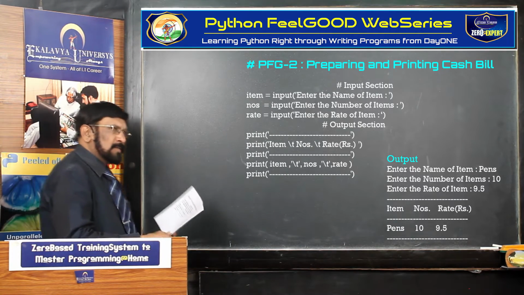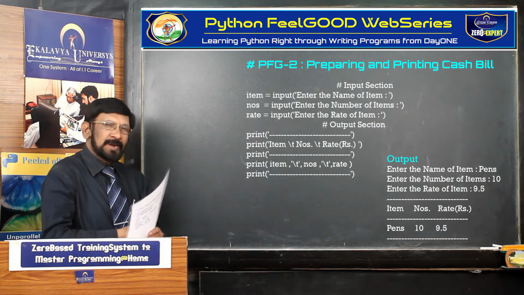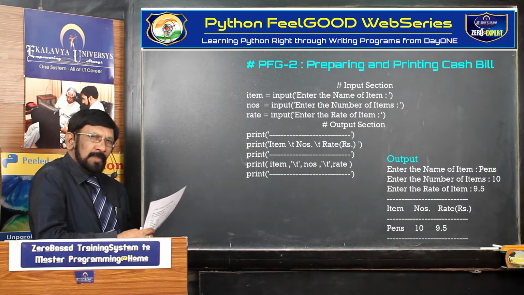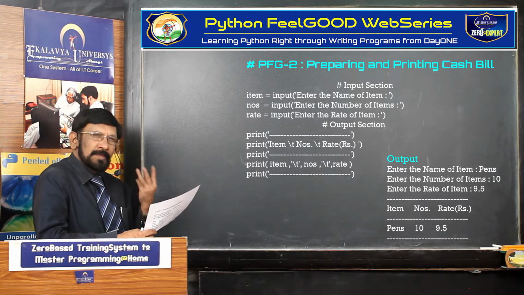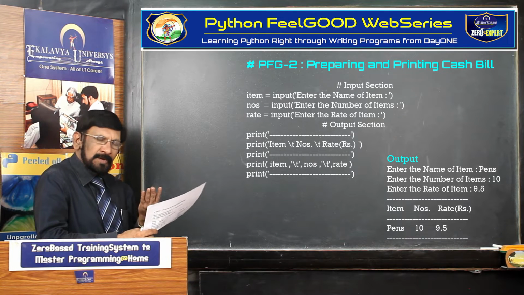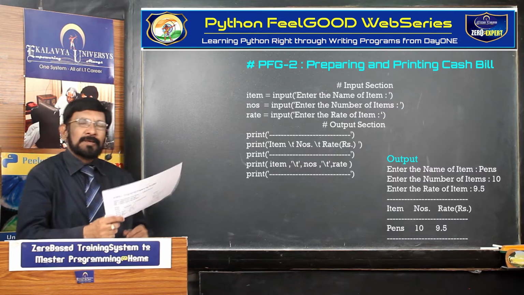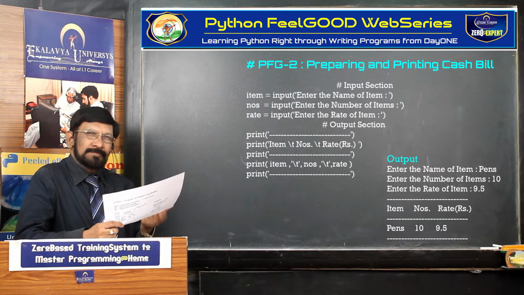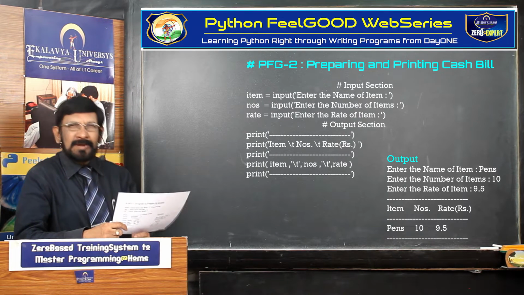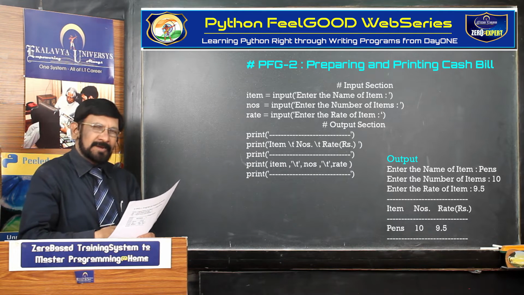Okay, now let us analyze that. Let us finish the mental work. What is the mental work? How many variables are required? There are three variables. What are they? Item, numbers and rate. Which names you have to give? Item you can give. Item name is not required. Item means people can understand that.